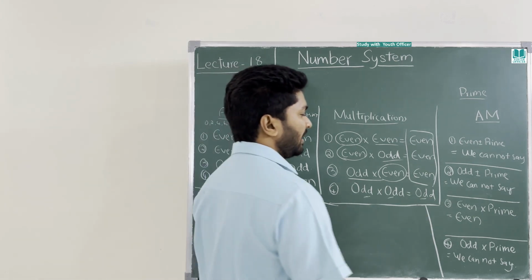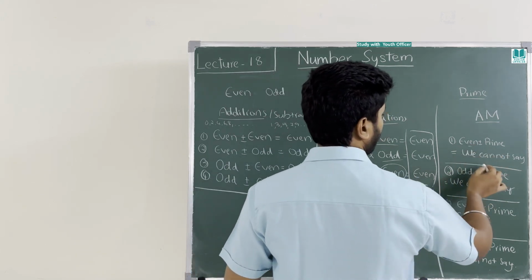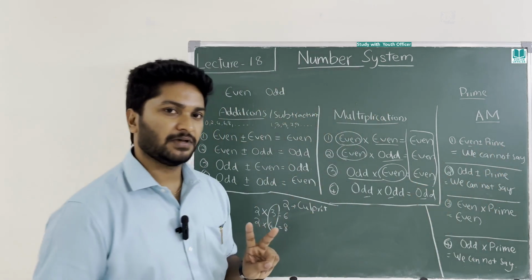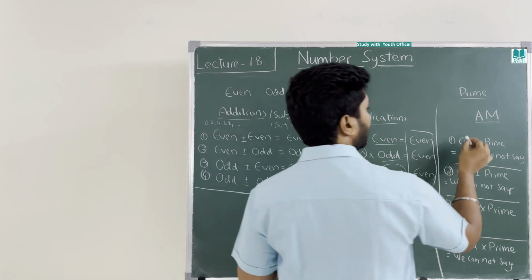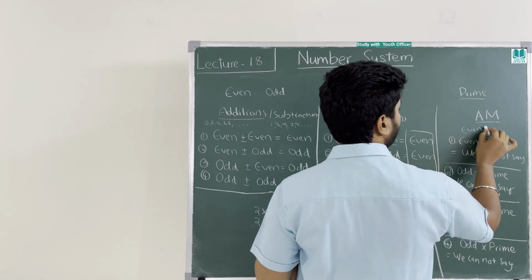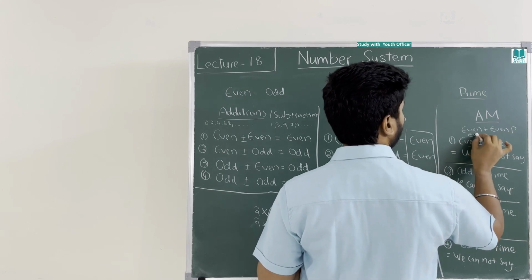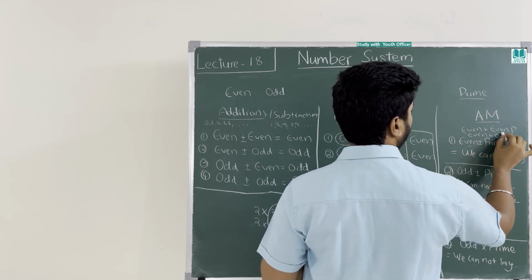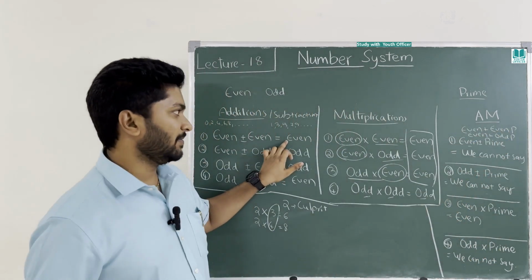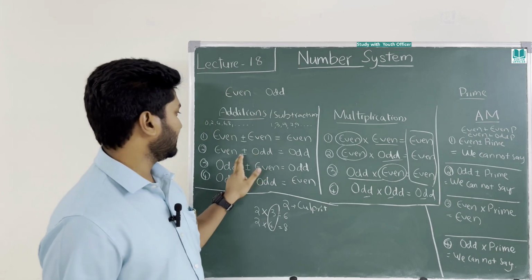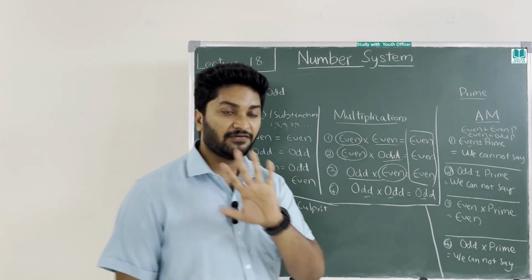Why are prime numbers behaving like this? Because whenever you are adding an even number, there are two kinds of prime numbers. One is even prime, the other one is odd prime. That means you are adding even with even prime, or even with odd prime. Even plus even will give you an even number, even plus odd prime will give an odd number. So two different kinds of numbers will come. That's why we cannot say.